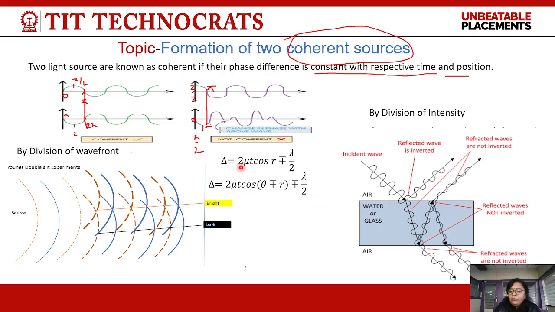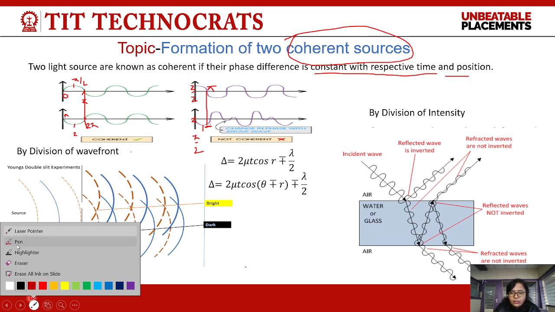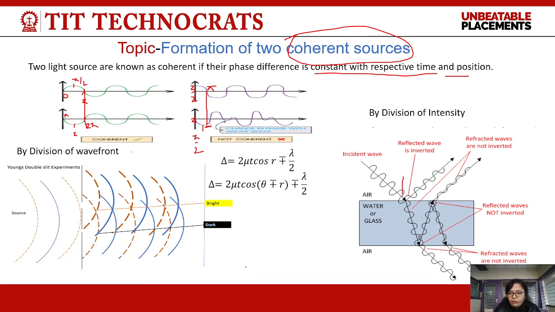So what is mu here? Mu is the refractive index of this medium. R is the angle of refraction. As you know, where is the angle of refraction? Here, if we draw a perpendicular, then this is the angle of refraction r. Mu is the refractive index of this medium. Lambda is the wavelength of the incident light, and t is the thickness of the thin film.